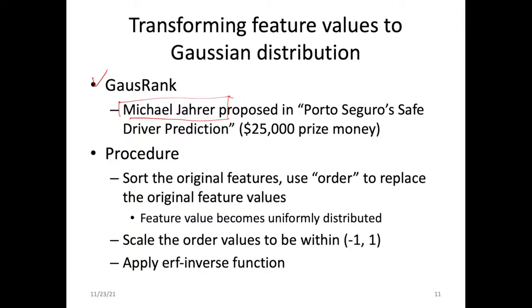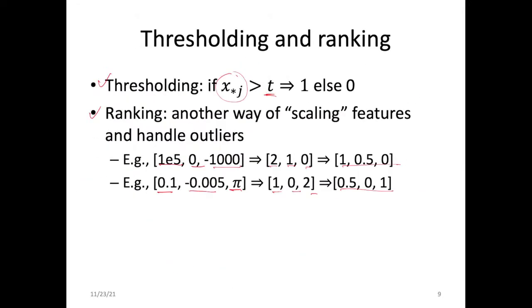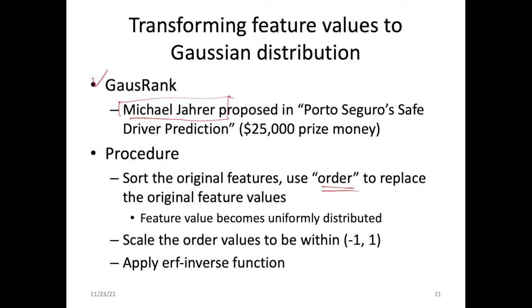So first, you need to sort the original features using the order to replace the original feature value. So that means if you have something like this ranking here, you convert this into 2, 1, and 0. Okay, you just use the ranking to replace the original feature values. That's step number 1. And step number 2 is you scale the order values to be within -1 and +1.